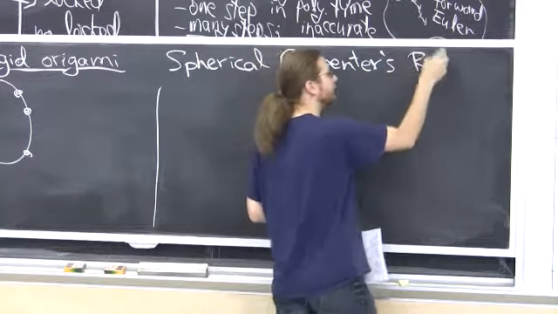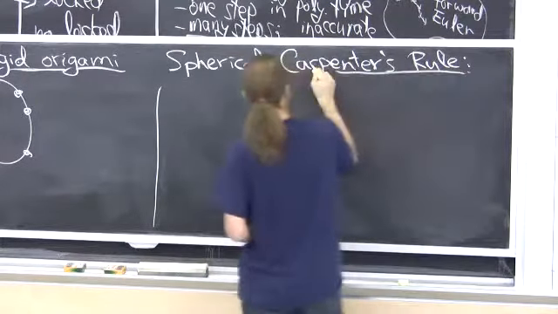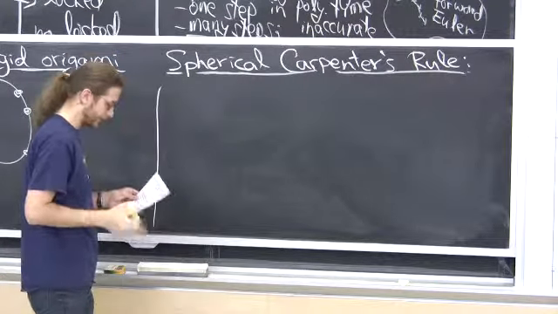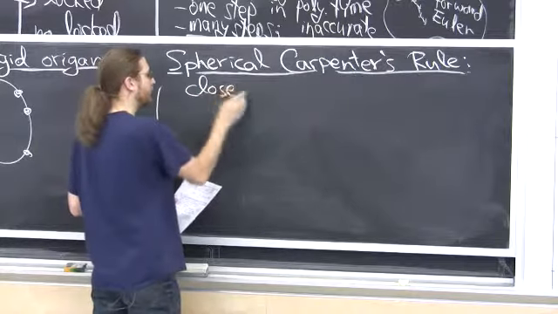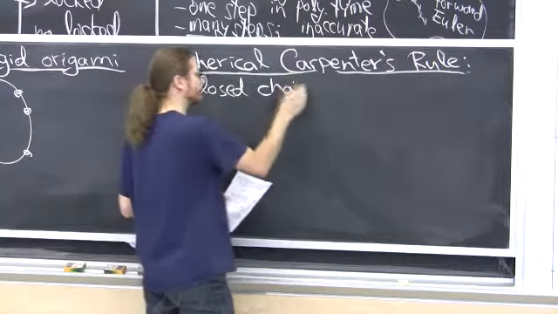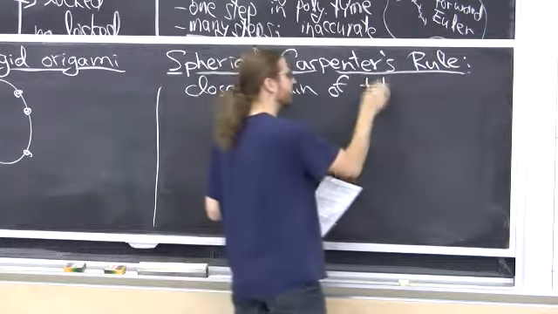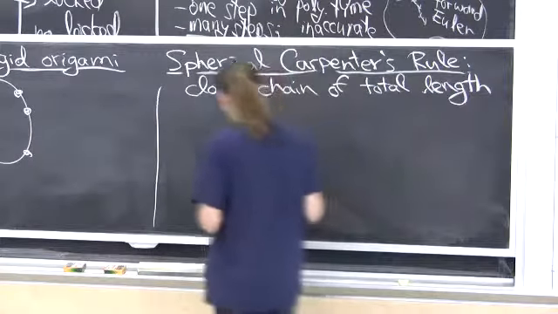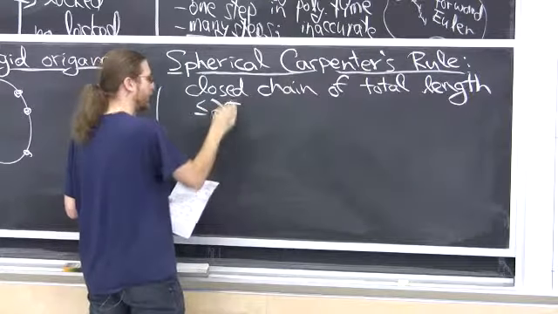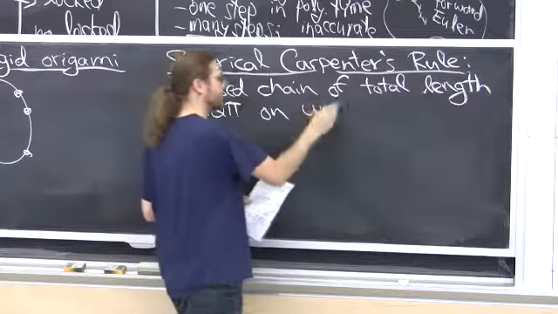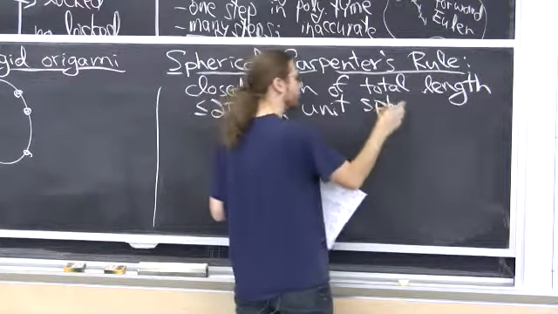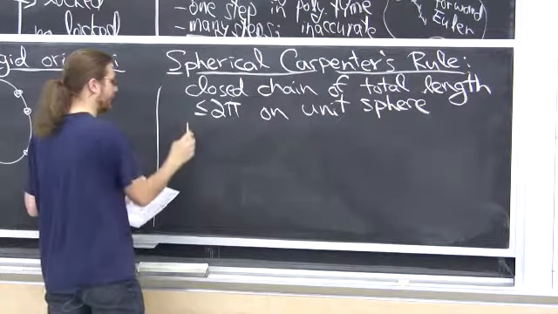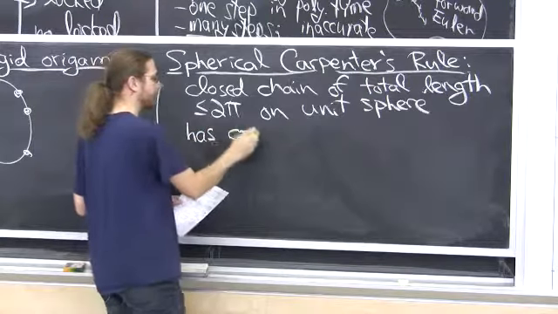And there is. This is by Streinu and Whiteley. So if you have a closed chain, a polygon of total length at most 2 pi on a unit sphere, then you have a connected configuration space.